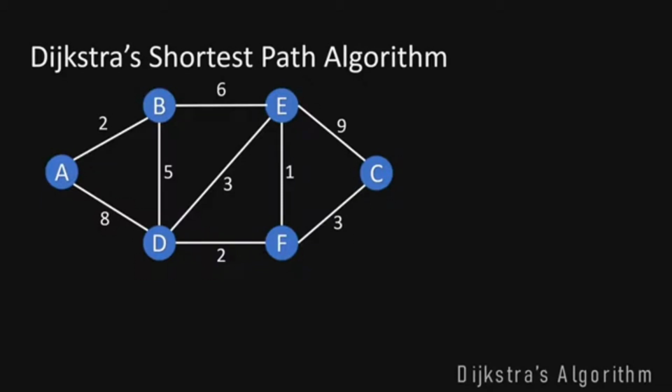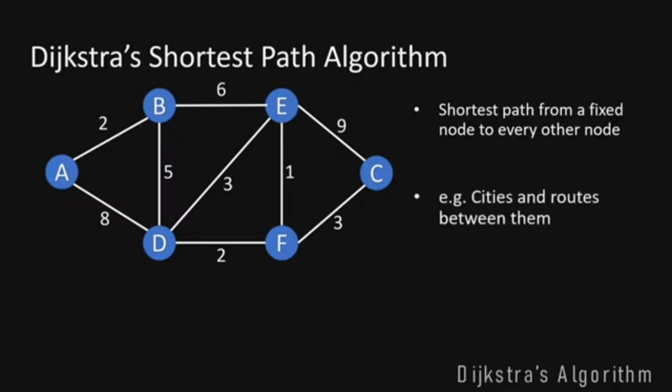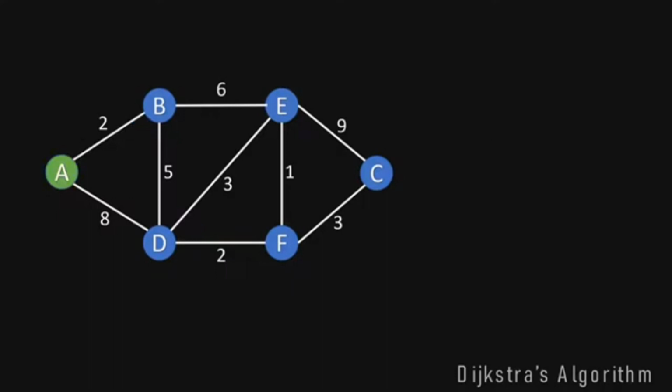Suppose you have a graph connected by weighted edges like this one, then Dijkstra's algorithm allows you to calculate the shortest path from a fixed node to every other node. This can be applied, for example, in digital mapping. Suppose those nodes are cities and the edges are routes between them. The Dijkstra algorithm will allow you to calculate the distance from one city to every other city.